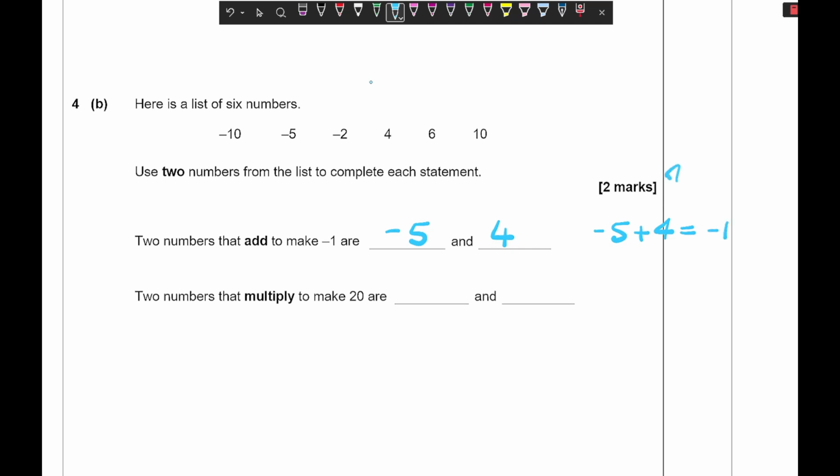And again, if you did it the other way, a plus and a minus become a minus, so that becomes 4 minus 5, which is -1. It then says which 2 numbers multiply to make 20. So here we're looking for -10 and -2, because 2 minuses make a positive, and 10 times 2 gives me 20.